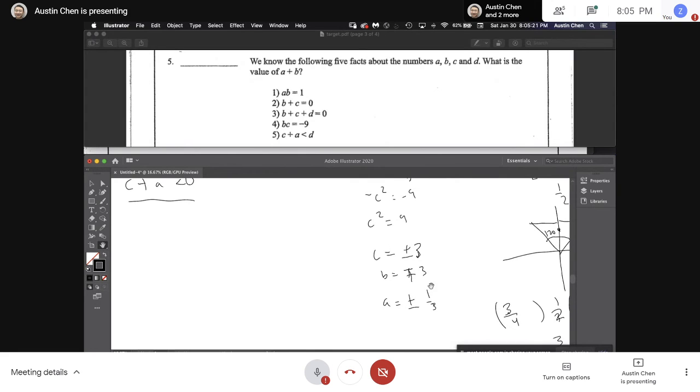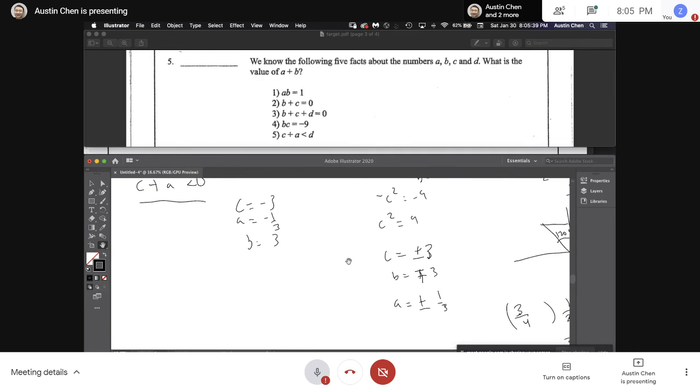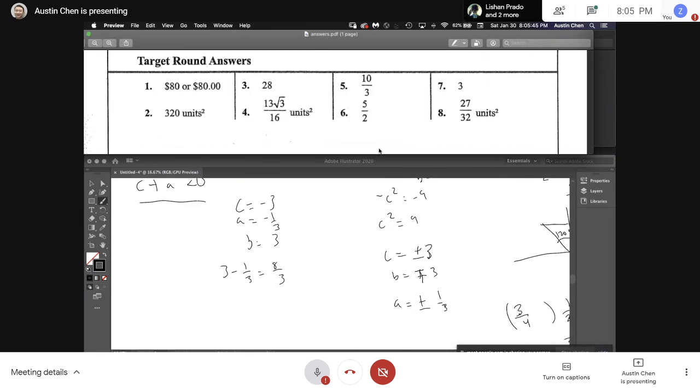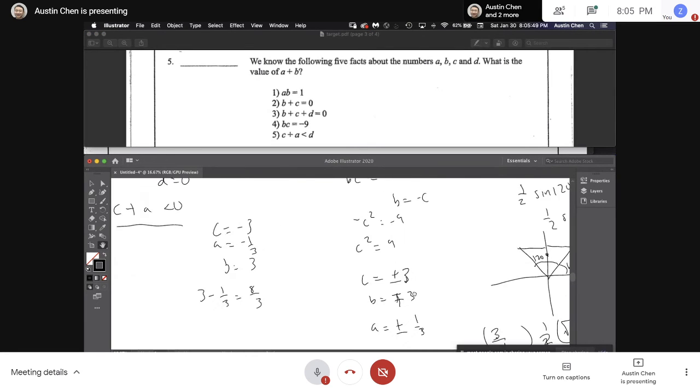And we can see here that C and A have the same sign, right? So if we want their sum to be negative, we have to have C and A to be negative. So C equals -3, A equals -1/3, and then B will then be positive 3. Okay, so then A plus B will be 3 minus 1/3, which is 8/3. Wait, did I do something wrong? Yeah, I did something wrong.